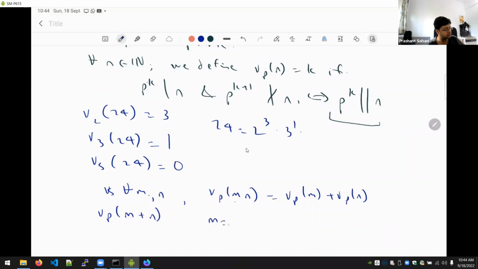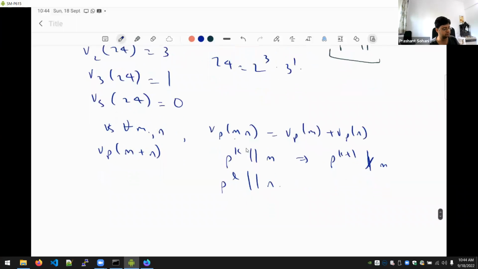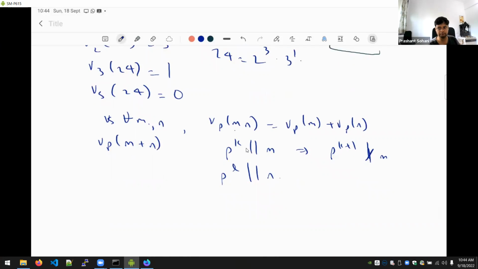But let's say m has some factorization; let me use this double bar notation from now on. Let's say that p raised to k completely divides m, which also means that p raised to k plus 1 does not divide m, but I won't write that every time. This notation is supposed to mean that also. And let's say p raised to l completely divides n. So what about m plus n? Yes, p raised to the minimum of k and l will divide it.